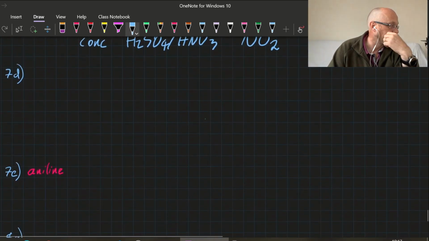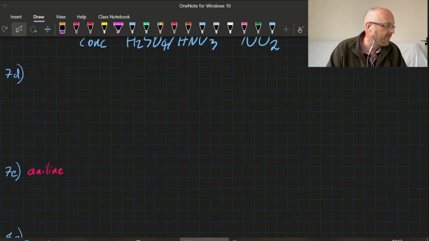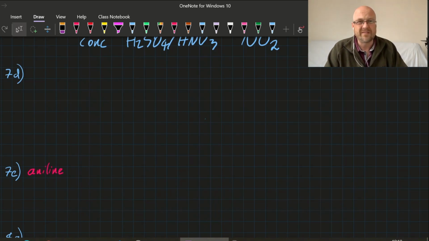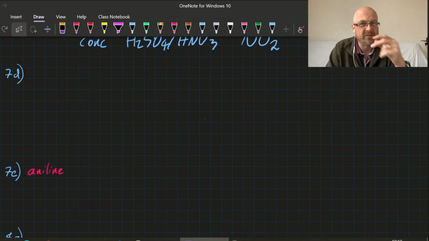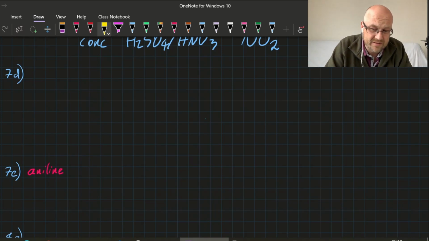7D. Explain the mechanism for the nitration of benzene using curly arrows. Yeah, so normally this is kind of like the stinger question, one of the two tricky questions they put in when they want to make the exam a bit harder. This is not needed. This is hard enough. Okay.